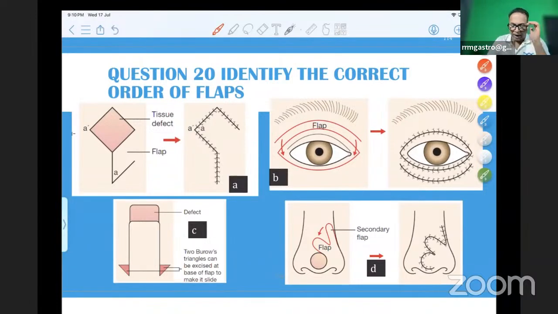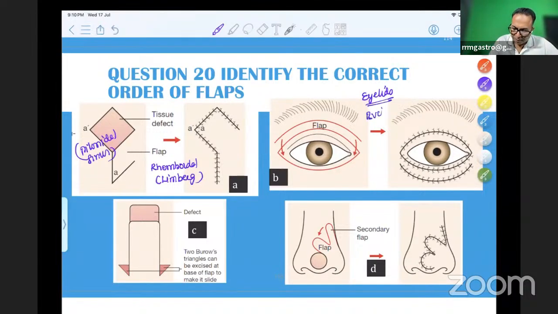Question number 20, identify the correct order of the flaps. Just tell me the name of each flap. A is the rhomboidal flap, also called the Limberg flap, already asked many times, used in pilonidal sinus. This flap is used in eyelids, called the bucket handle flap. Like a bucket handle, if the upper eyelid is gone, I will turn the lower eyelid up. That is called the bucket handle flap.